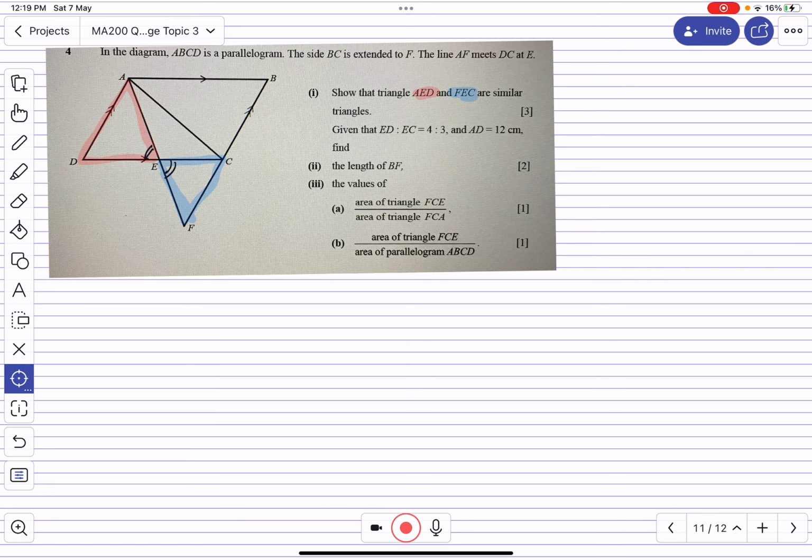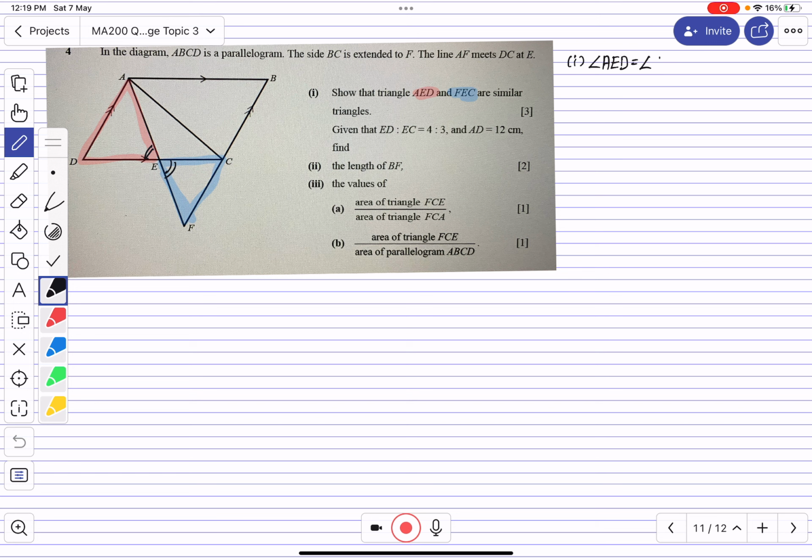So the first one here, in part 1, angle AED is equal to angle CEF, right? And basically for this we will use vertically opposite angles, as well as the next set of angles that you can probably use, angle EFC as well as angle DAE. Now angle EFC compared to angle EAD, these two are also equal because of alternate angles.